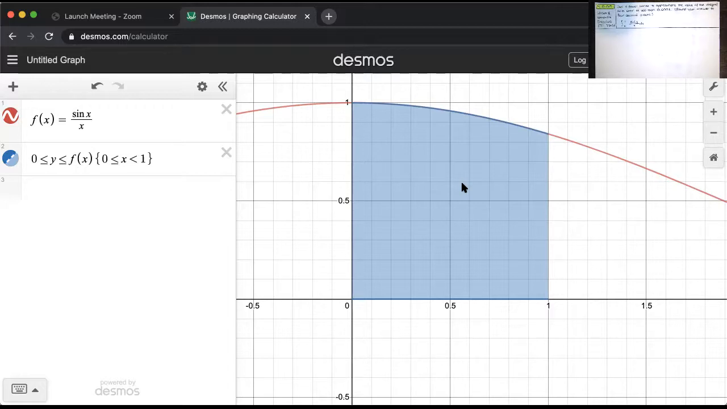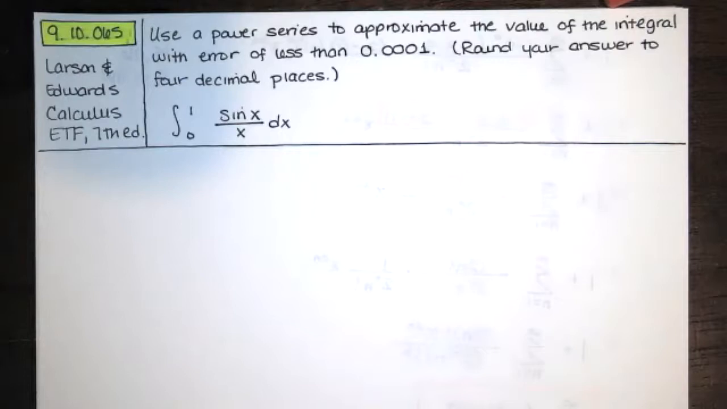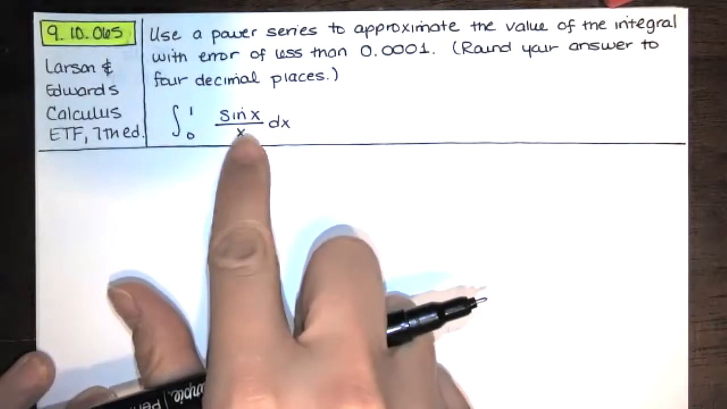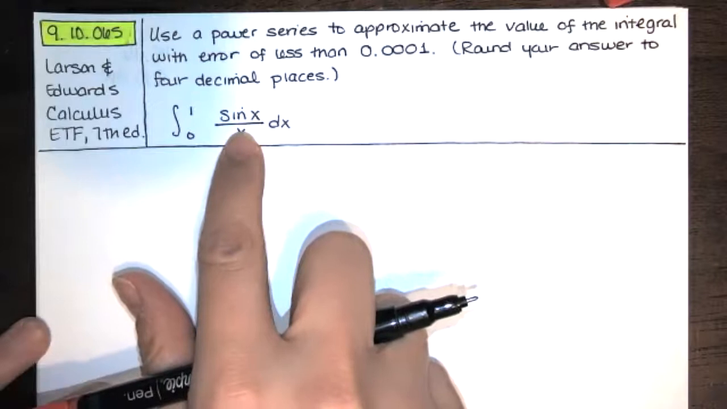But we don't want the exact answer. We just want to take a number of terms so that the error is less than this 0.0001 that they gave us. So we're just going to use Taylor's formula to find the appropriate number of terms so that our error is less than 0.0001. Actually, on second thought, I might not even need to use Taylor's formula for that. Okay, so the first step is to find a Maclaurin series for this function.